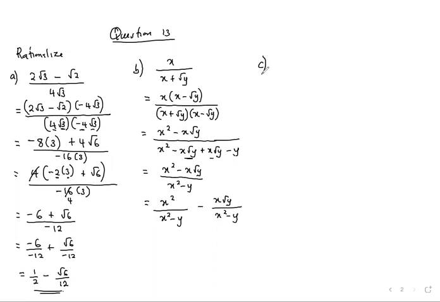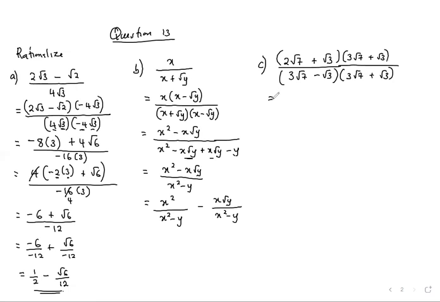C, we have 2 root 7 plus root 3 over 3 root 7 minus root 3. So we just multiply this by 3 root 7 plus root 3, and do the same on top. 3 root 7 plus root 3.